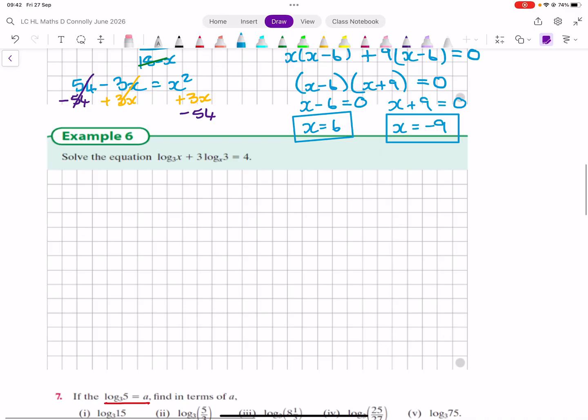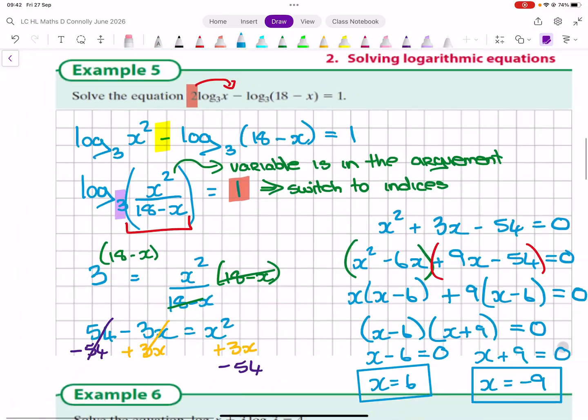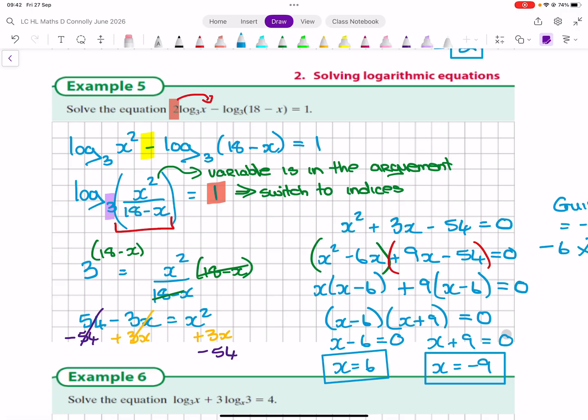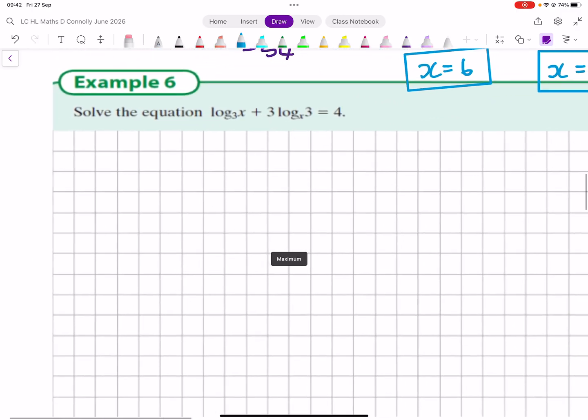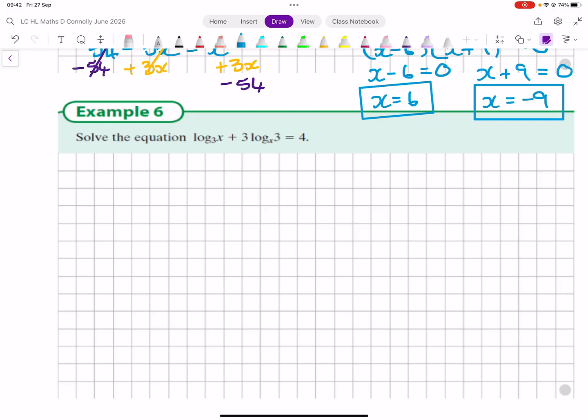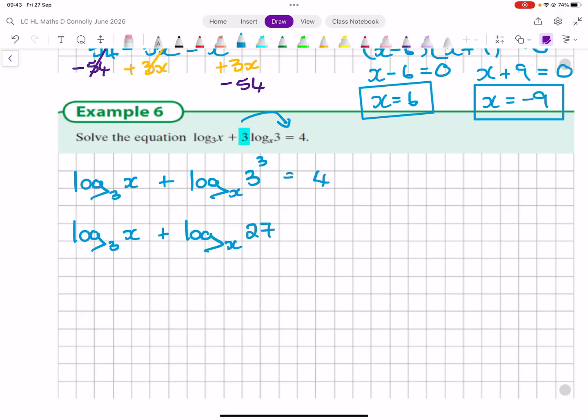Yep. Sorry, I was just checking if there were any restrictions in the question, like that the x value had to be positive or anything like that, but there isn't. So good to go. This one looks similar. Bring this to the end as well. Oh no, I'm going to have to switch bases here. Okay. So log to the base 3 of x plus log to the base x of 3 cubed equals 4. So log to the base 3 of x plus log to the base x of 27 equals 4.